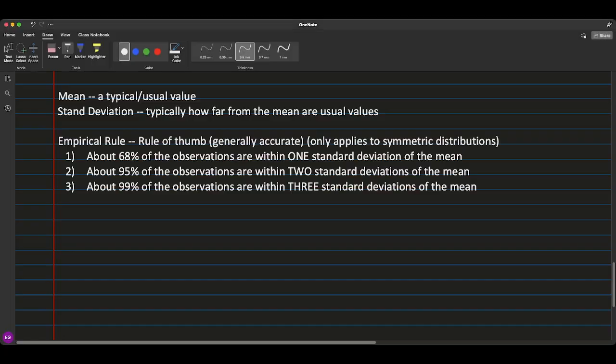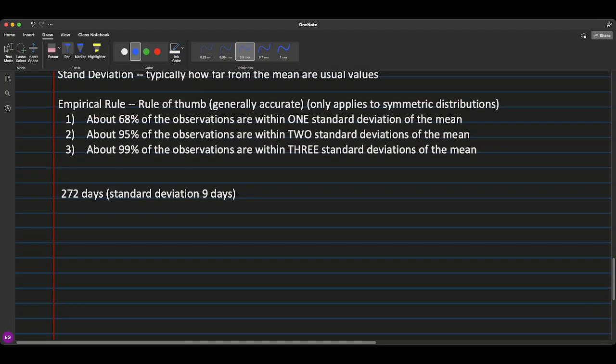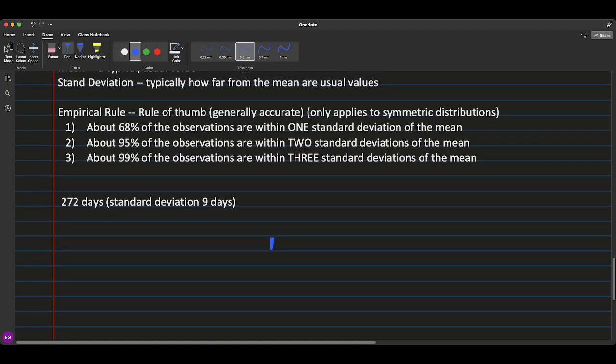Okay, so let's paste it and let's talk about what it means when we say this. Assuming that the length of pregnancy is a symmetric distribution, and if you were to look at the data, you would find that it is, the typical value in the middle for a pregnancy is 277 days. Now, because pregnancies are symmetrically distributed, 68% of women will be within 1 standard deviation of the mean. The mean here is 277 days.